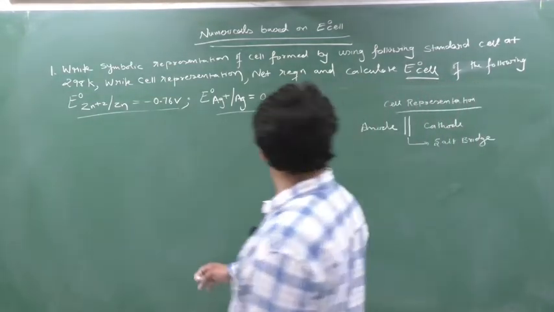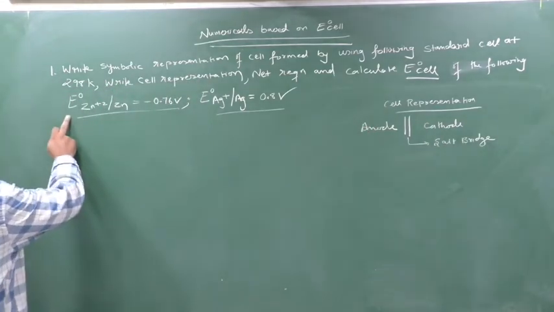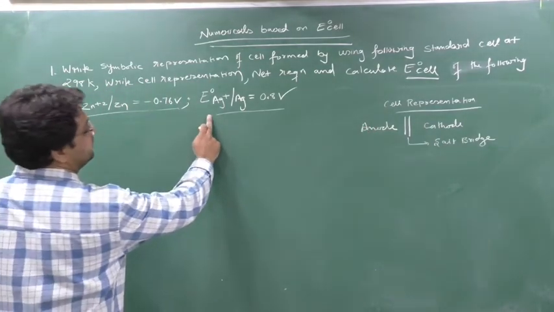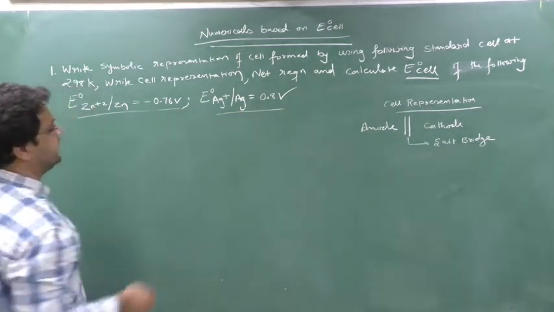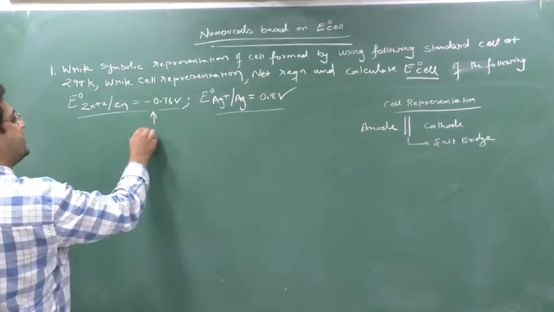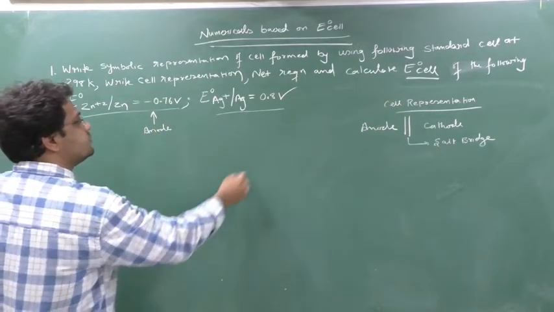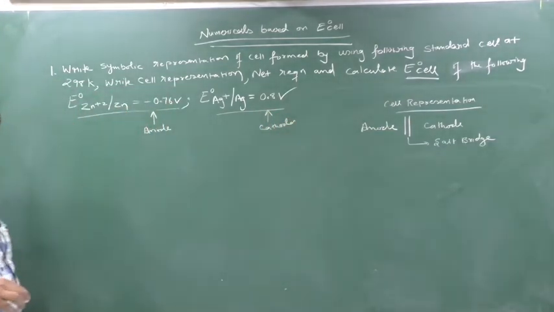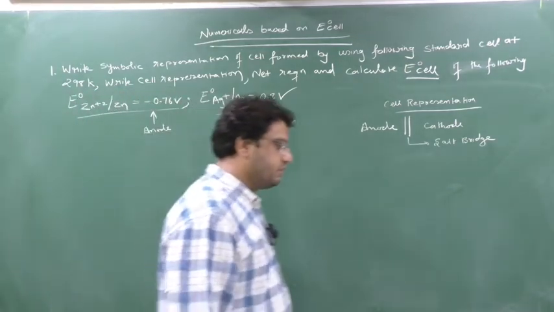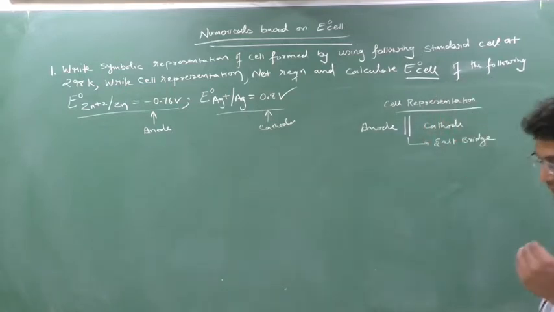See now who is less here? As we have discussed, this is the reduction potential value of zinc and this is the reduction potential value of silver. Zinc is minus 0.76 volt and silver is 0.8 volt. So this is less, this will act as anode, and this is more, this will act as cathode. Clear cut: the one with lesser reduction potential value will act as anode, and the one with more reduction potential value will act as cathode.